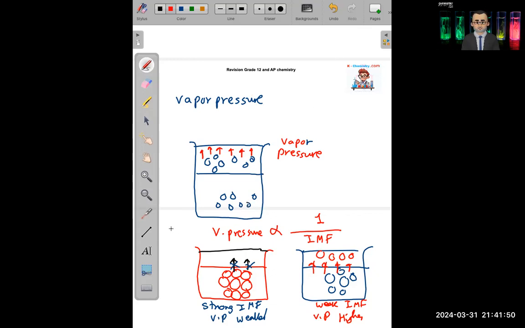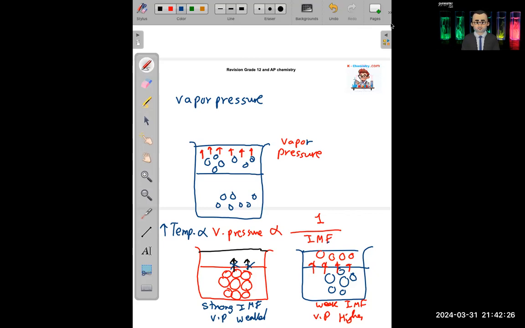And if you increase the temperature, then more of the particles will break apart from each other, and this causes the vapor pressure to increase. So take note of the relationship: temperature is directly proportional to vapor pressure, but vapor pressure is inversely proportional to the intermolecular forces. As you increase the temperature, the intermolecular forces break apart and become less, so the vapor pressure increases as the particles break free from each other.